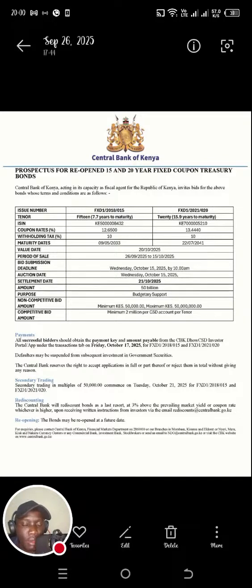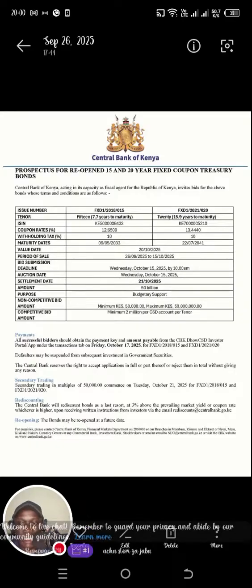So the bond had a tenor of 15 years when it was first issued in 2018. But right now, we are in 2025. It means 7.5 years have elapsed since the bond was issued. And that's why if you take 15, you subtract the 7.5 years that have passed.